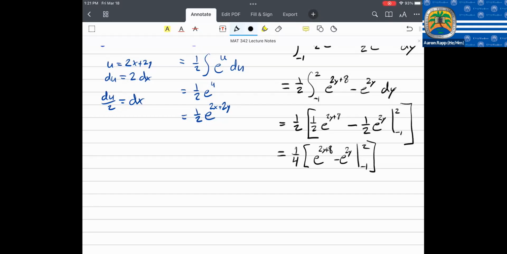Whether or not you think that is actually simplifying it down, fine, whatever, this is just the way my brain works. Not really too much I could do. I could pull out e to the 2y if I wanted to, but that's not really going to improve it too much, in my opinion, so let's just plug it in. So I replace my y's with a 2.